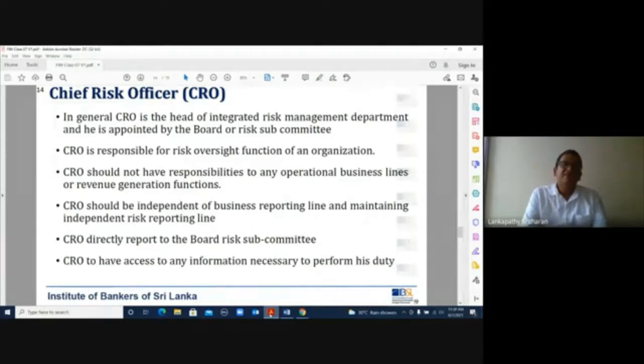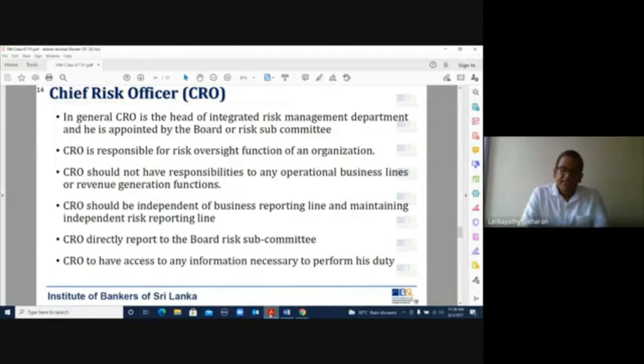In general, the Chief Risk Officer is the head of the integrated risk management department, and he is appointed by the board or risk subcommittee. The Chief Risk Officer is responsible for the oversight function of the organization, the risk oversight function. The CRO should not have responsibility for any operational business line or revenue generation function. Why?